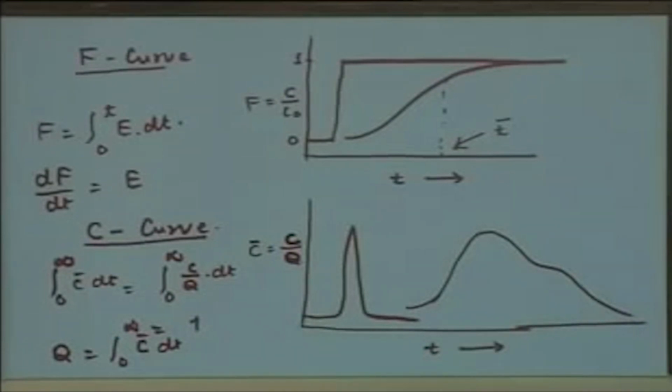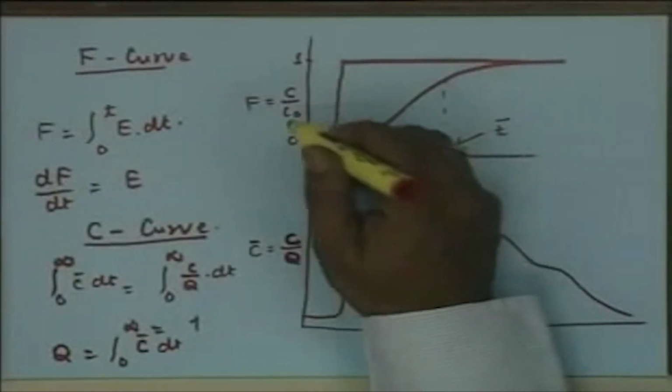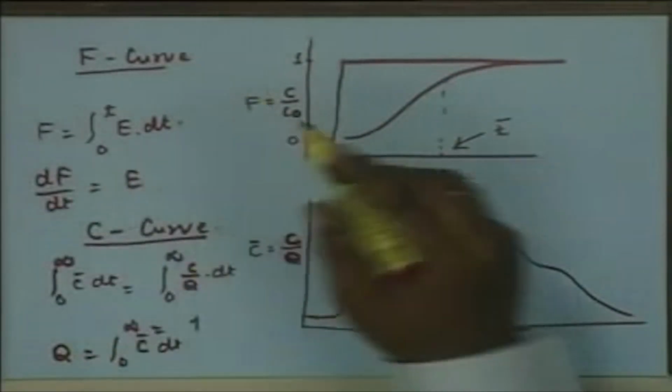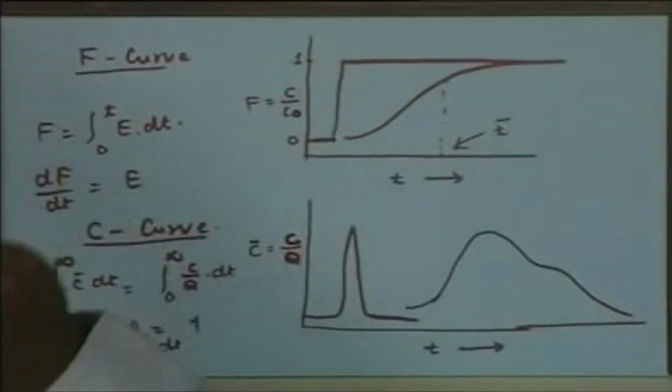So in the F curve, the C naught represents the maximum amount. In the case of the F curve, the C naught is the maximum concentration, and that concentration is reached instantaneously.